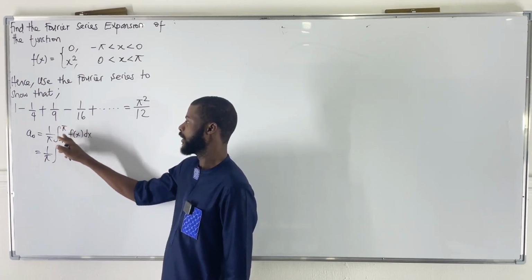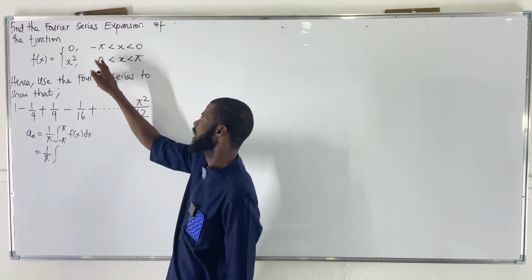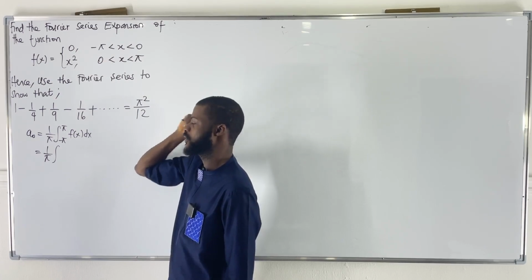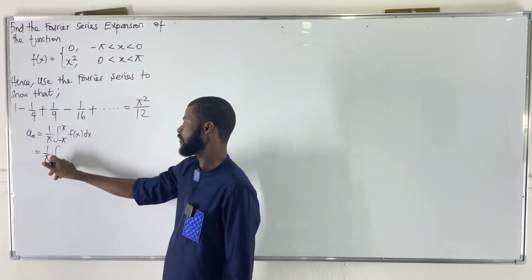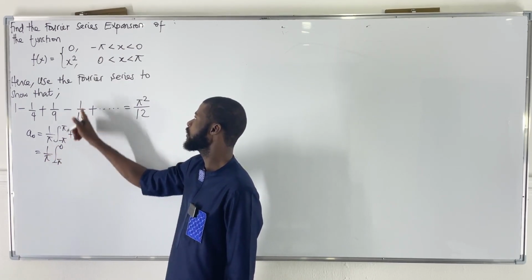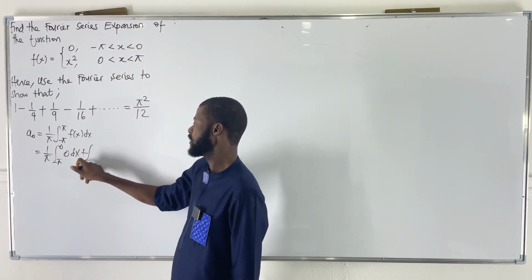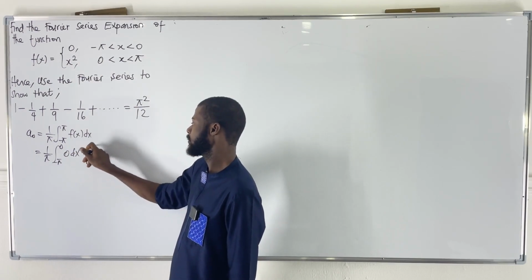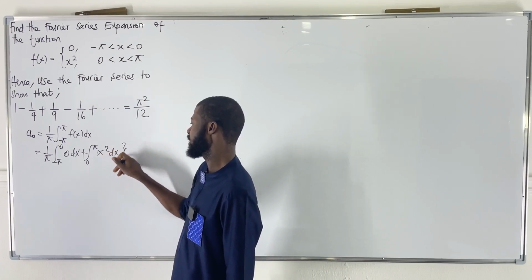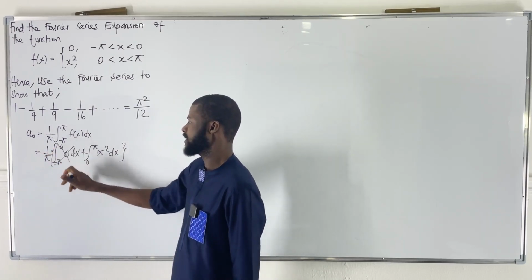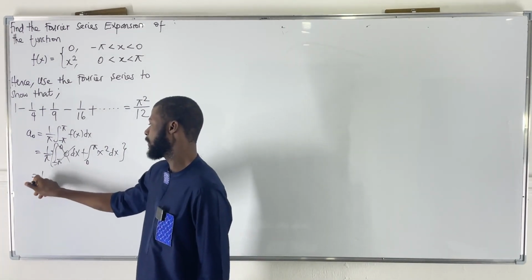So this will be 1 over pi integral from minus pi to pi is the interval, but you can notice that it was broken down into minus pi to 0 and 0 to pi. So I have the integral from minus pi to 0, where the function was 0, so 0 dx, plus the integral from 0 to pi, where the function was s squared dx. But the thing is, this first one will be 0, so just take it out. What will be left is 1 over pi.